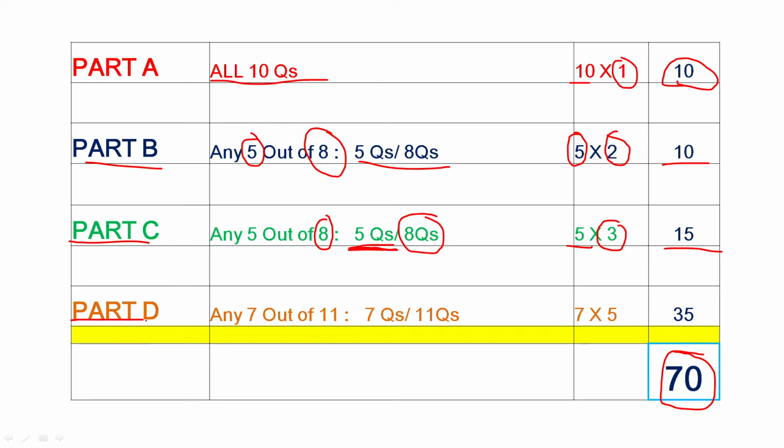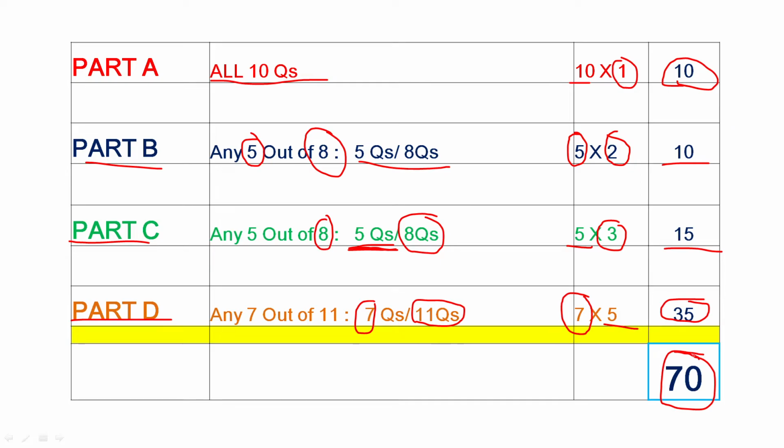Next, part D, which is the highest mark scoring section. Okay, 35 marks come from this. So in this they will give you 11 questions. Out of 11 questions, you have to answer 7 questions. So select those 7 questions in such a way that you know the answers very well. Since it is 7 questions into 5 marks, it's totally 35 marks.